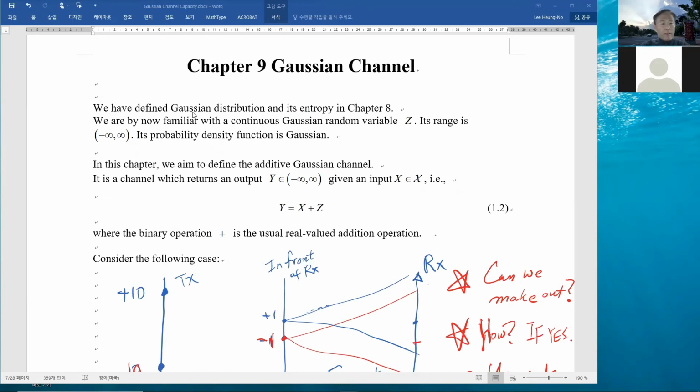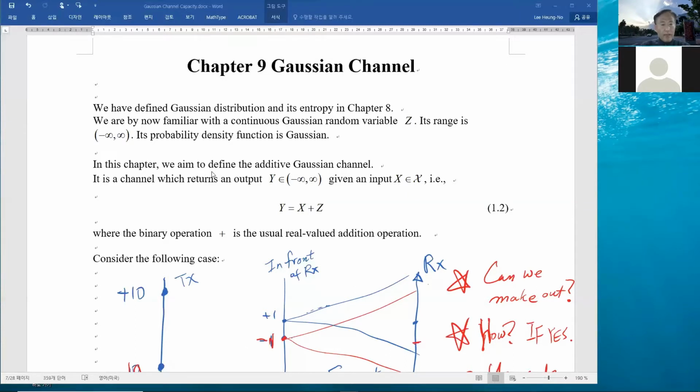We have defined the Gaussian distribution and its entropy in chapter 8. Basically, this entropy is differential entropy because it is a continuous distribution. And therefore, we are by now familiar with the continuous random variable, let's say Z, and its range is negative infinity to positive infinity, and this probability density function is Gaussian that we have seen last time.